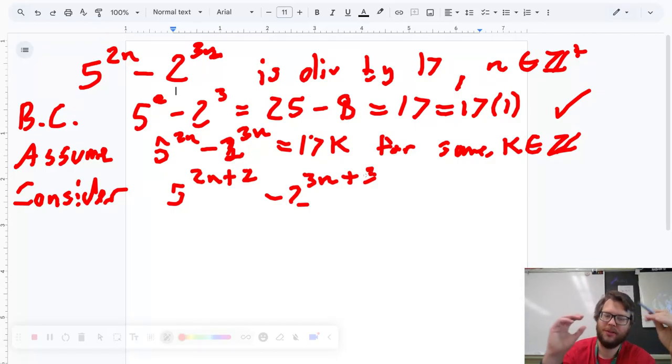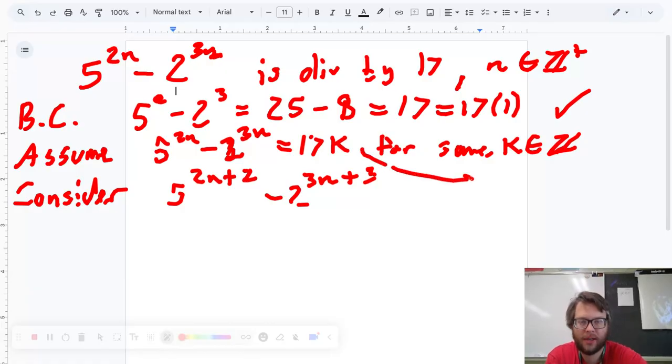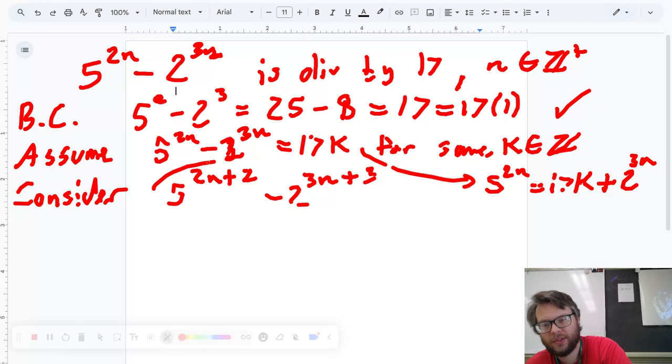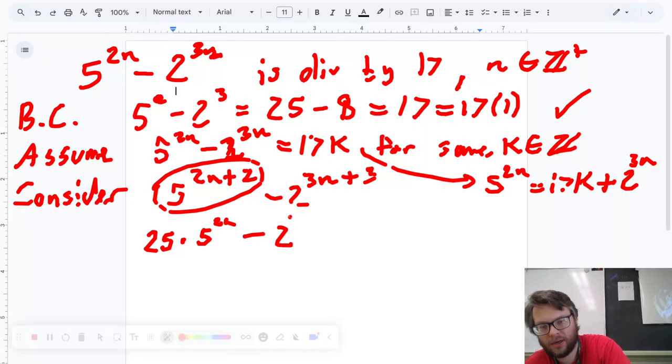And now this one trips people up because there's no way I can just plug in my induction hypothesis in its entirety here. What I can do though is if I think about what my induction hypothesis is saying, it's saying 5 to the 2n is 17k plus 2 to the 3n. So let's try substituting that in. If I look at 5 to the 2n plus 2, I can write that as 5 squared, which is 25, times 5 to the 2n. I'm going to break this other part up as 2 to the 3 times 2 to the 3n.